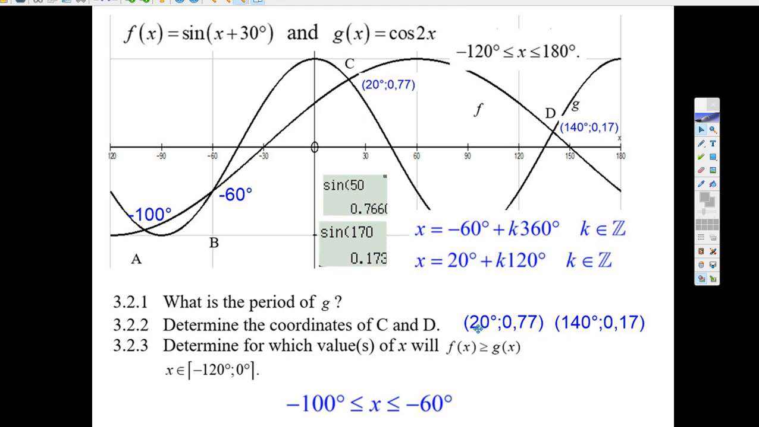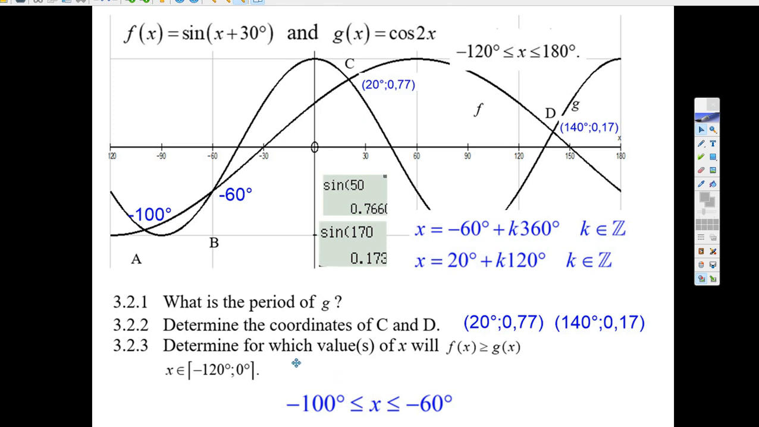And all I do is take 20 degrees and go the cosine of 2 times 20, or the sine of 20 plus 30. My calculator says 0.766, so I wrote 0.077. There are the coordinates of C. And I pick 140 degrees, add 30, get 170. Take the sine of it. I just took 140 degrees, put it in there, and I got 0.17. So there are the coordinates, 140 degrees and 0.17.